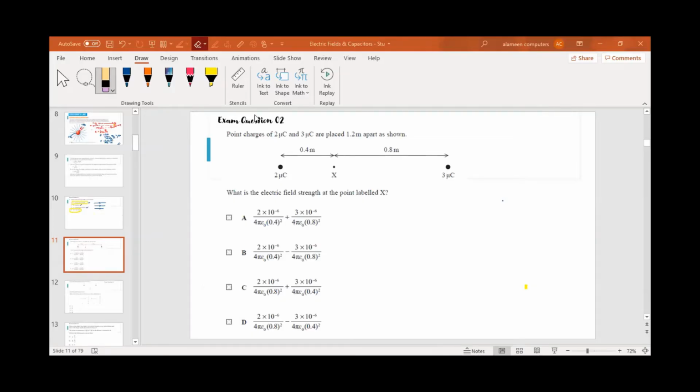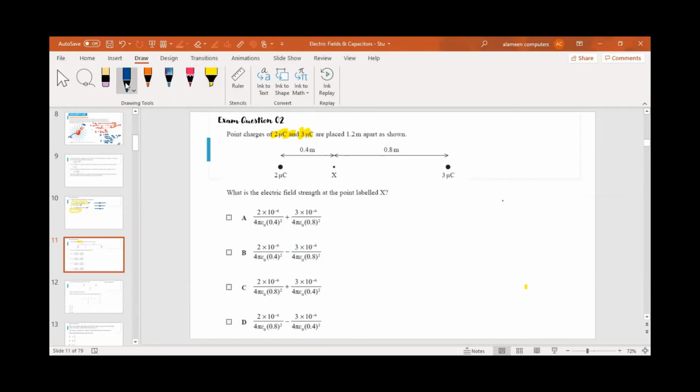Of 2 microcoulomb and 3 microcoulomb are placed 1.2 meters apart as shown. There is a point X in between 2 microcoulomb and 3 microcoulomb. The point X is 0.4 meters from the 2 microcoulomb charge and 0.8 meters away from the 3 microcoulomb charge. What is the electric field strength at the point labeled X?